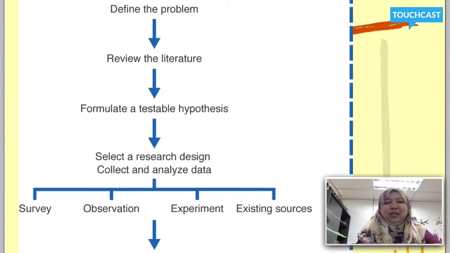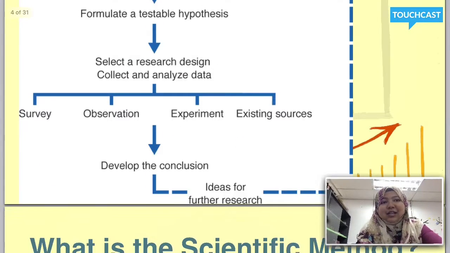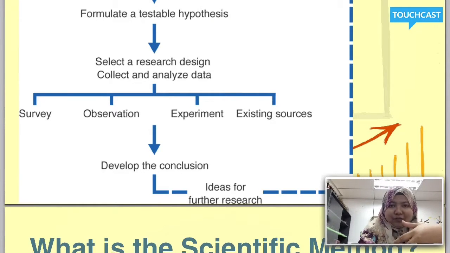observation. If you want to do the experiment, you need to know the variables, the dependent variable or independent variable. We will discuss that later. And existing sources means that you use data from newspaper, from internet, from articles. All right, so after you have your own research design, you use the research design to take the data. After that, you analyze all the data, and then you develop a conclusion with the data. And also you need to put your ideas for further research.